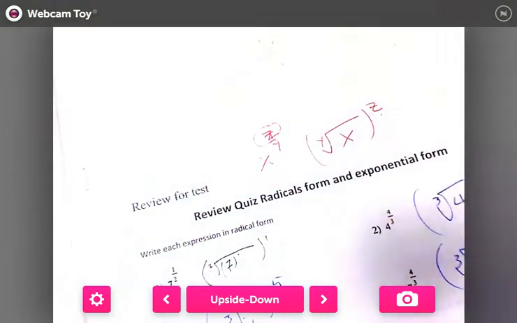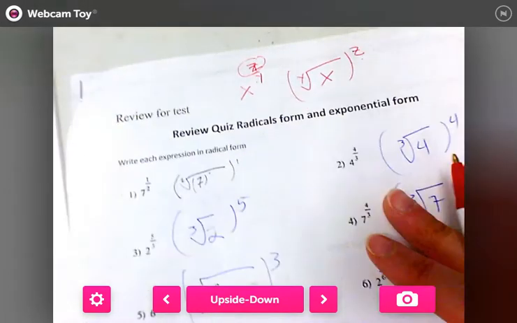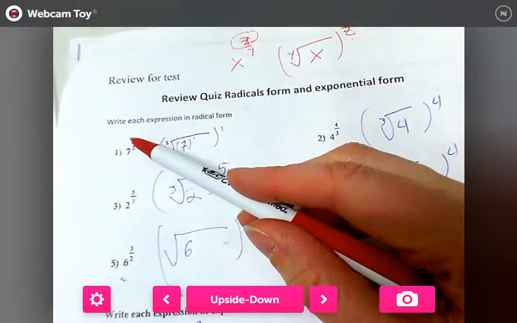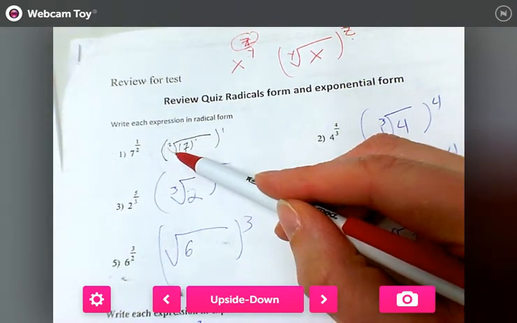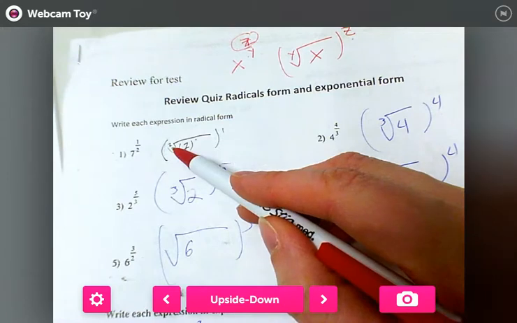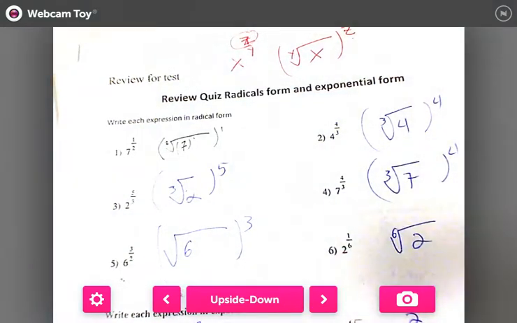Some of you do well with examples, some of you do better with a formula. So our example here is if it's 7 to the 1/2, that's the square root of 7 to the 1. That little 2 right there you don't need. I just put it there to make sure you understand my example.